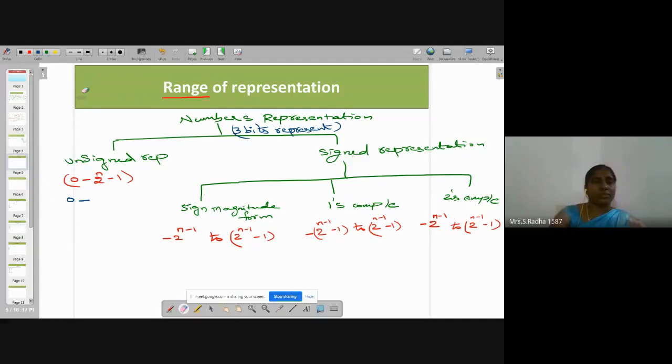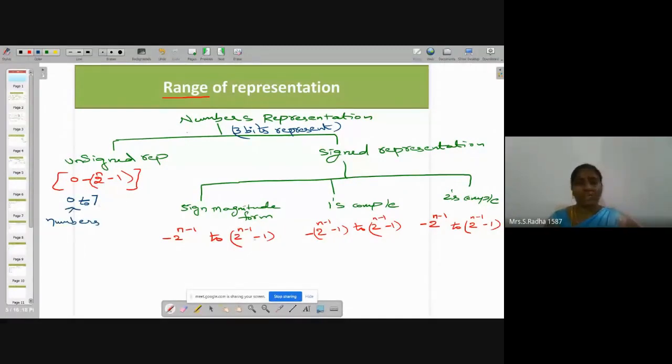Using 3 bits, I can represent 2^3 minus 1, which means 0 to 7. So the numbers that I can represent using 3 bits are 0 to 7.